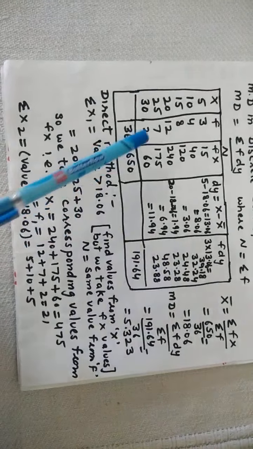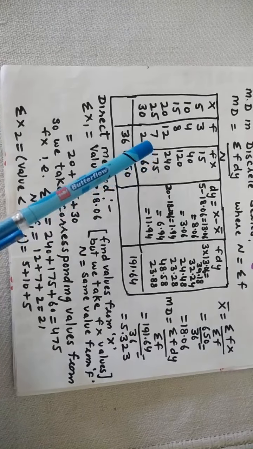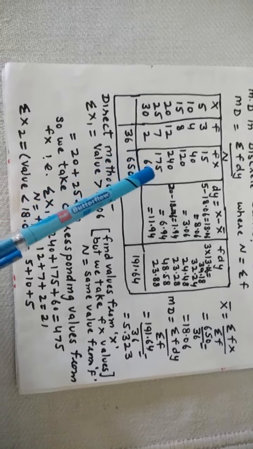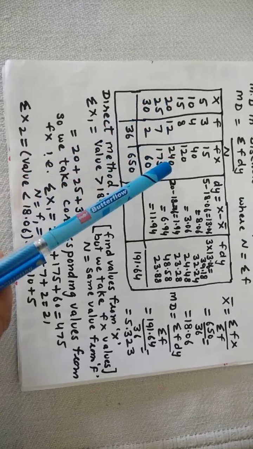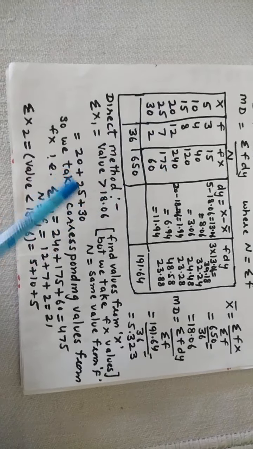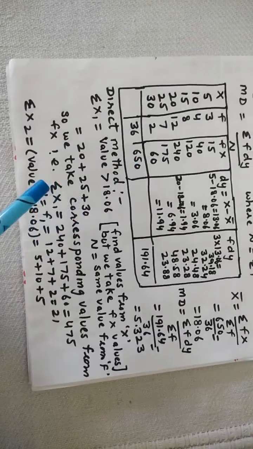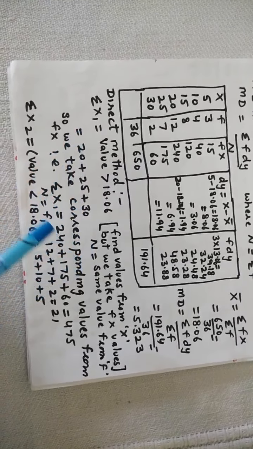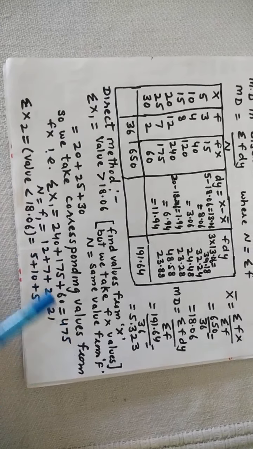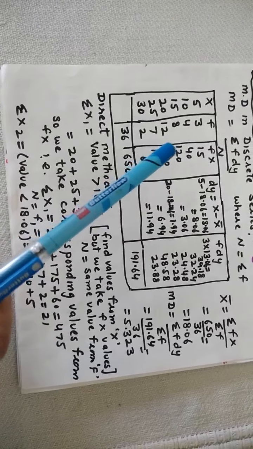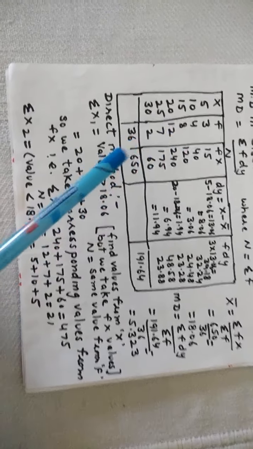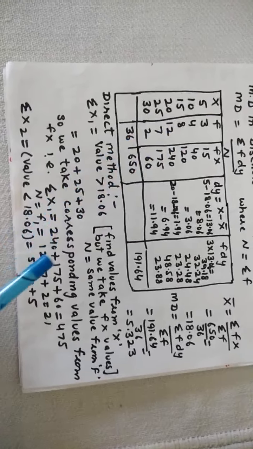When we calculate mean deviation with the direct method, here mean is 18.06, values taken above 18.06 from x, that is 20, 25 and 30. 3 values, so we take the corresponding values from fx because here frequency is also given. So we find values from this, but we take values from fx. 20, 25, 30 means 240, 175 and 60. This is our summation x1, its total is 475, and n is taken from the frequency, that is 12, 7 and 2. Total of this is 21.